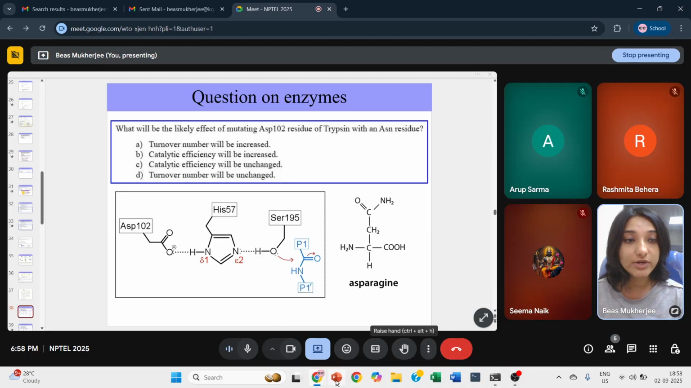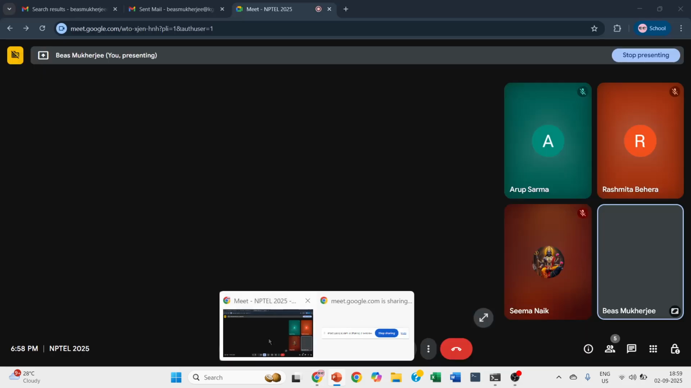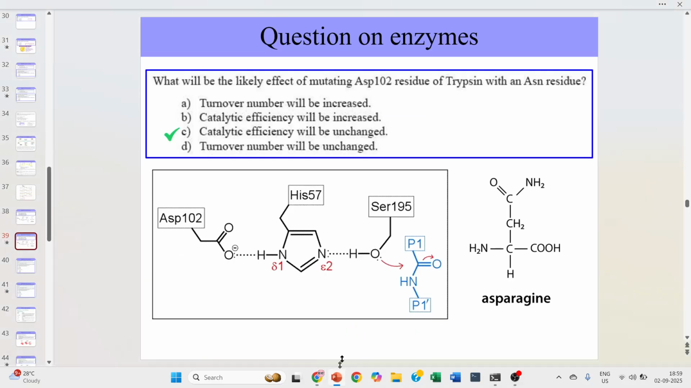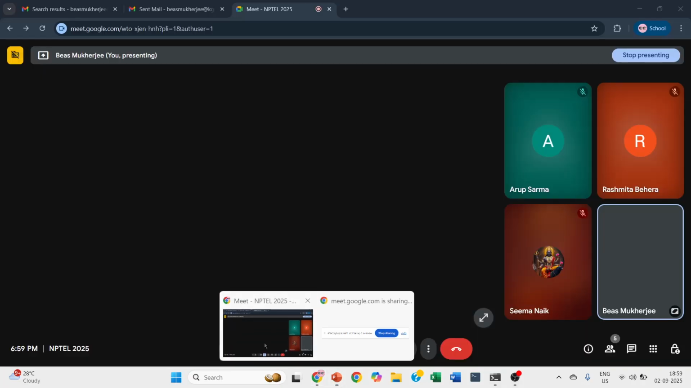Okay, now we can look at the answer. The right answer is that catalytic efficiency will be unchanged. You can go back to the definition of turnover number and catalytic efficiency, and from there you can understand how that happened. Now we will move on to another question.